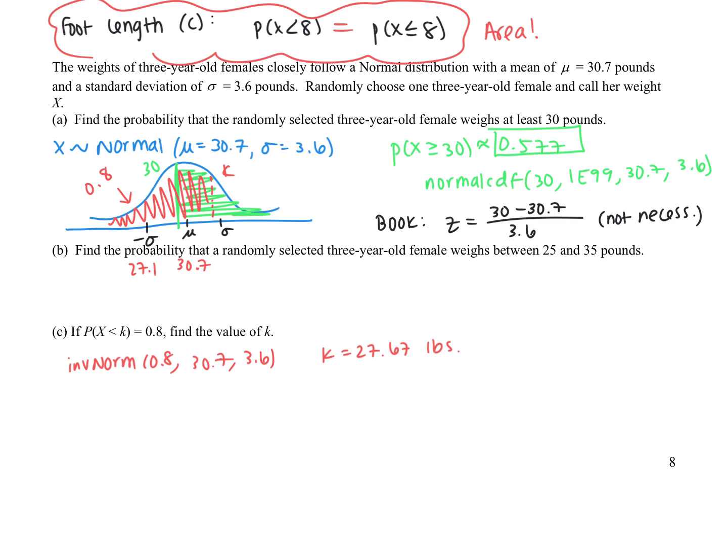Does it make sense that I would get a value below the mean? Definitely not. So again, that's why you're doing the graph. I didn't check my graph. I just looked at that answer and said, yeah, it looks good. It doesn't make sense. So instead, when I did it again, I got 33.73 pounds. Does that make more sense based on the figure? Yeah, it should.